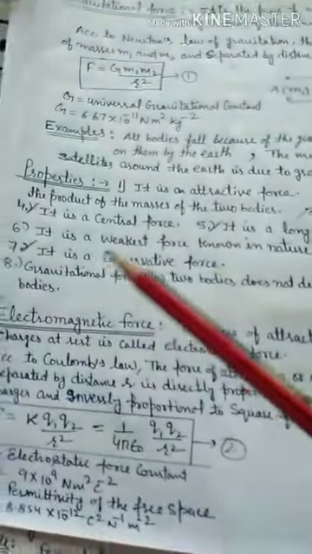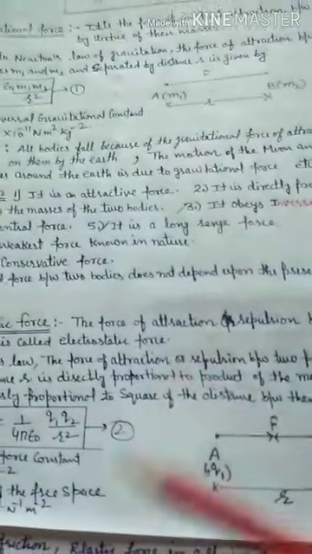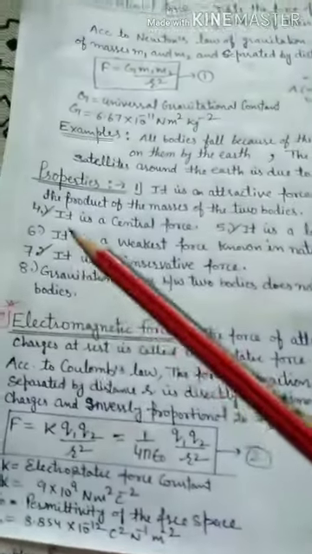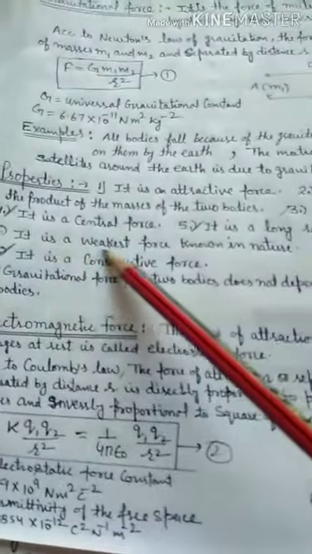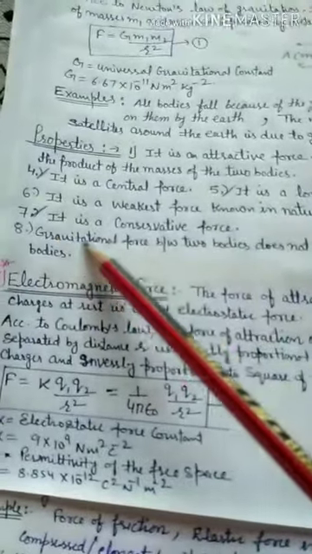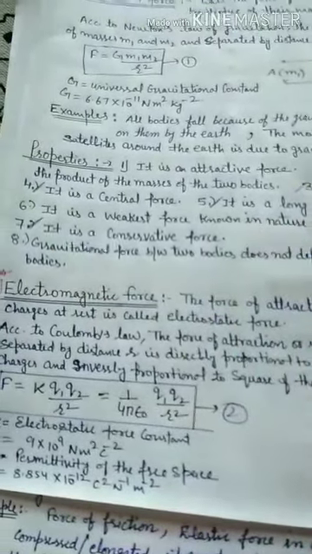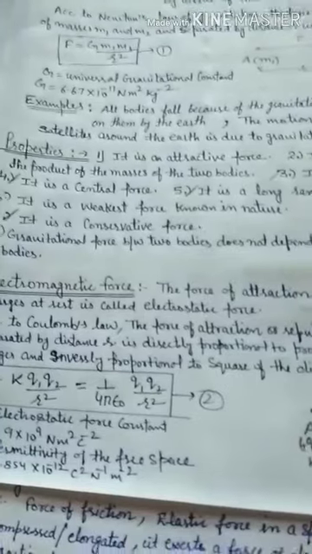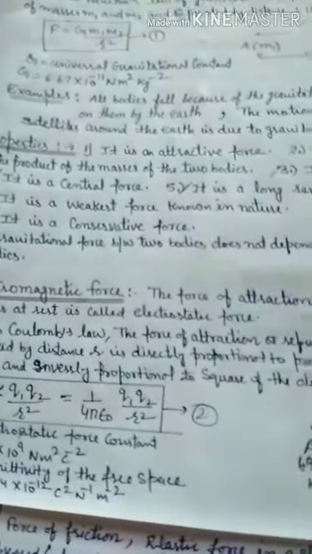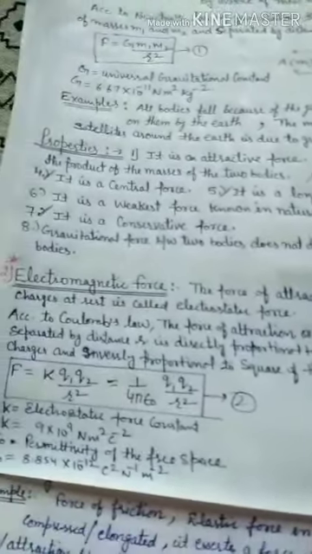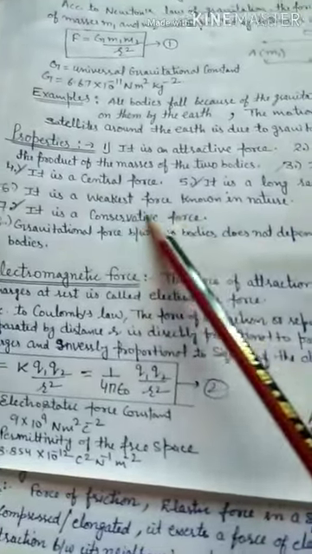Next one, fifth one, it is a long range force. Electric charge also gives a long range force. Next one, it is the weakest force in nature. Next one, it is conservative. Conservative means the force is not dependent upon the path followed. It is independent of the path. That is conservative. It is a conservative force.